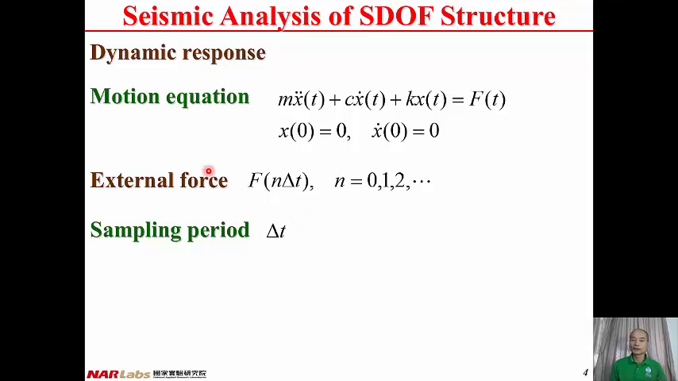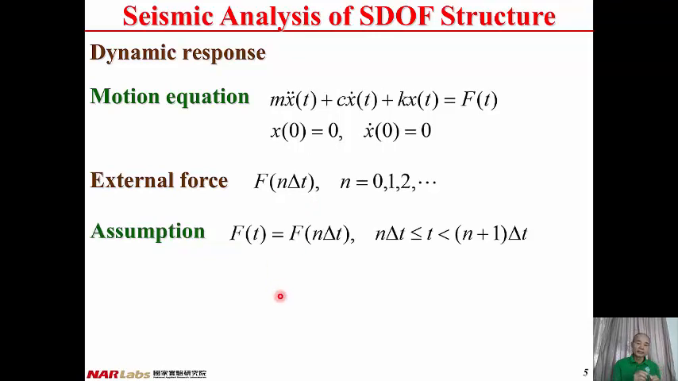And if the data of external force is taken every sampling period delta t, after sampling, we have the information about the external force only at 0 delta t, 1 delta t, 2 delta t, etc. Other than that, we have no other information about external force. If delta t is small enough, then we can assume that F(t) is constant between two consecutive sampling instants, n delta t and n plus 1 delta t. Therefore, between two consecutive instants, F(t) equals F(n delta t), a constant, for t larger than or equal to n delta t and less than n plus 1 delta t.